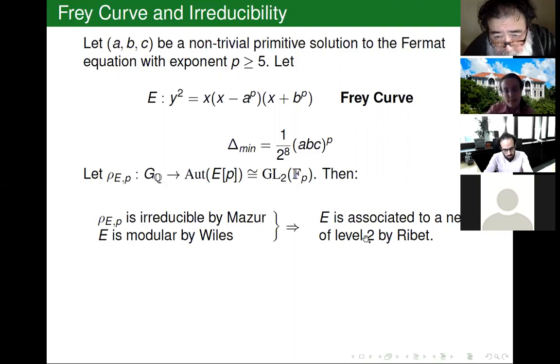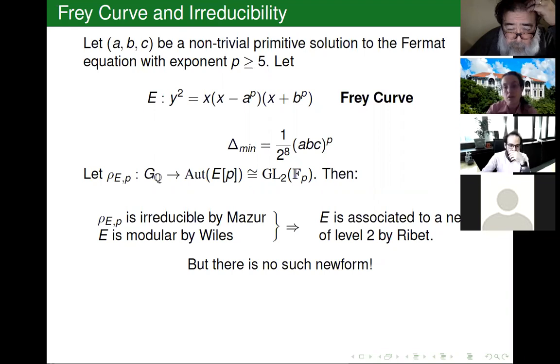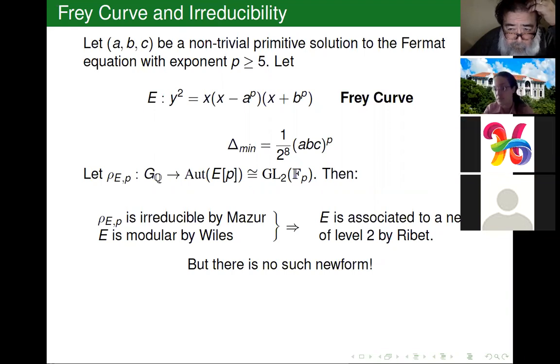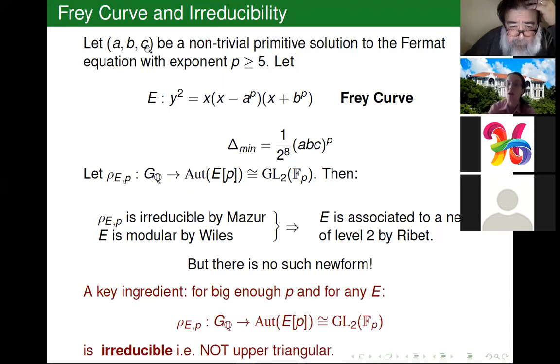Okay, but then what's happening? Computing new forms of a given level is not so big of a deal, in the sense that many computer algebra programs can do this for you. They're explicit algorithms. And in the case of level 2, we see that there is no such new form. So if there is no such new form, this means there cannot be such an E. That means there cannot be such a solution ABC. So that's how you get the result as a corollary to the modularity theorem.